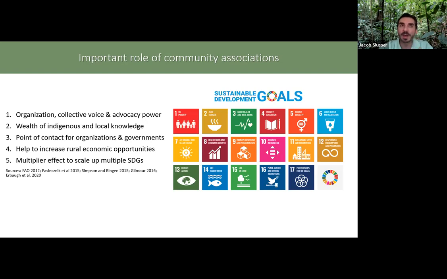Associations, when effective, can increase rural economic opportunities and really help to slow youth migration to urban areas, which often causes a separation from culture and place. And most important, associations can facilitate a multiplier effect for scaling up and achieving multiple social and ecological sustainable development goals.